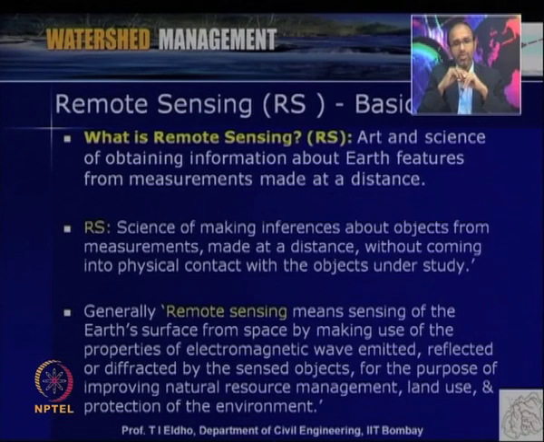Earlier there were a number of ways we used to get this data remotely, either using balloons or aircraft. Nowadays we are mainly using remote sensing satellites. We get the data in such a way that the electromagnetic waves emitted, reflected or diffracted by the sensed objects come back, and then we process this data and use it in an appropriate form. That is modern day remote sensing, but in earlier times we used to get data by flying over the area using aircraft or balloons or other kinds of mechanism.